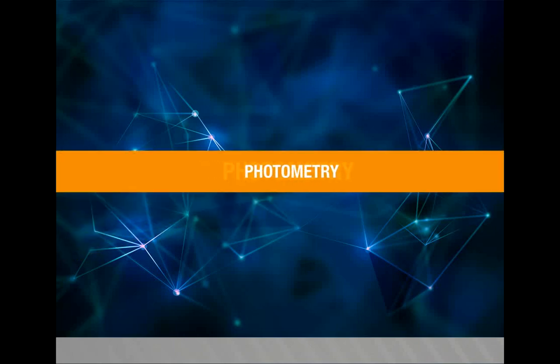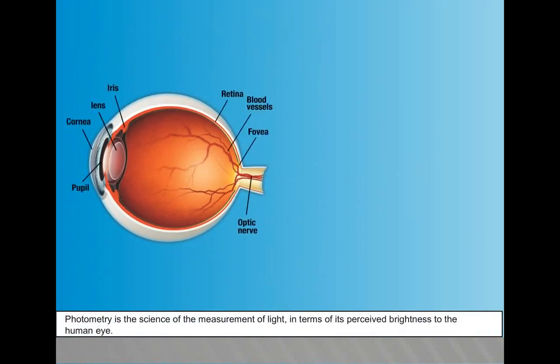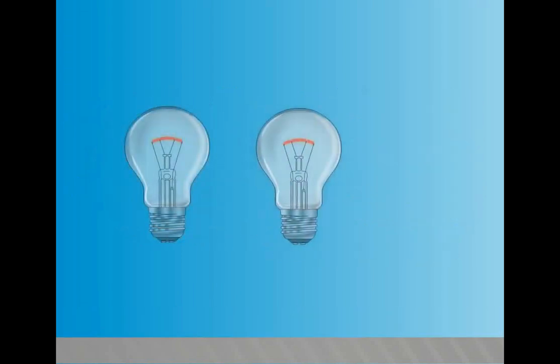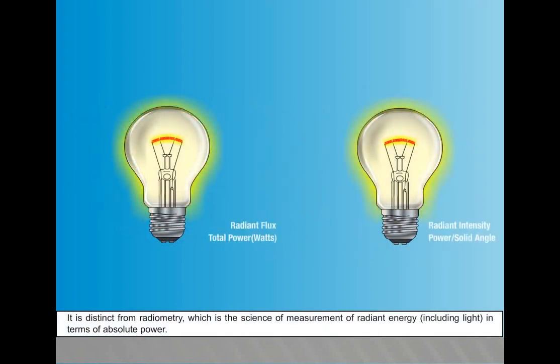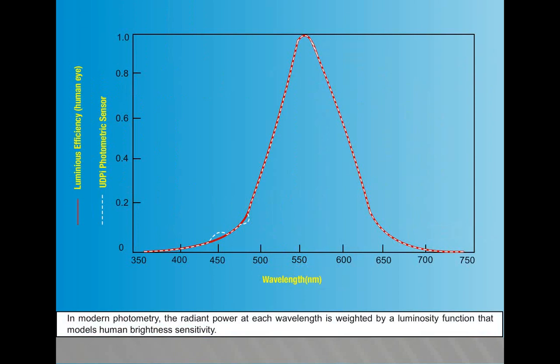Photometry. Photometry is the science of the measurement of light in terms of its perceived brightness to the human eye. It is distinct from radiometry, which is the science of measurement of radiant energy, including light, in terms of absolute power. In modern photometry, the radiant power at each wavelength is weighed by a luminosity function that models human brightness sensitivity.